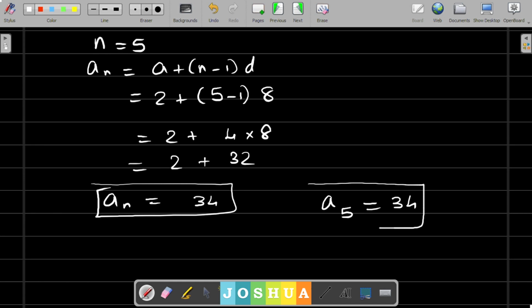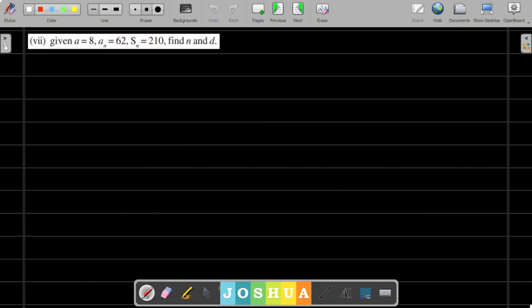Okay, so this is the answer for this question. Now I am coming to the next question, 7th question. Here a is equal to 8, an equal to 62, Sn equal to 210. Find n and d. Okay, so now we start with the first one here.